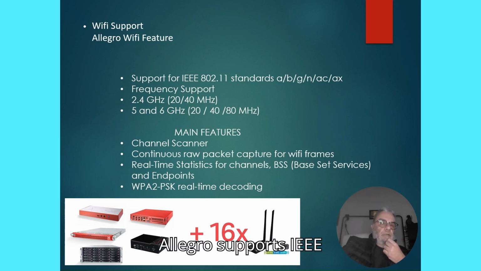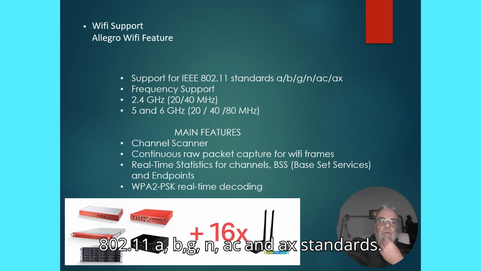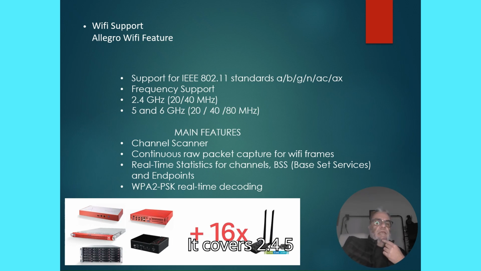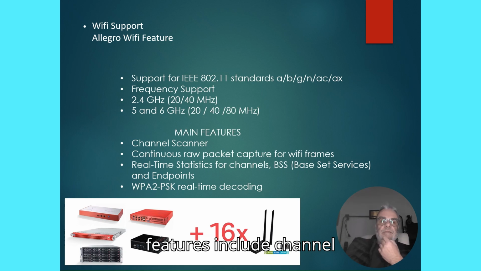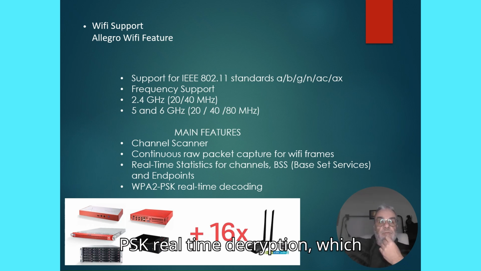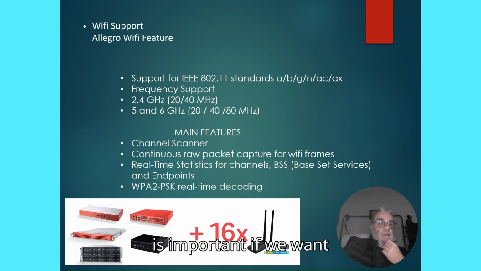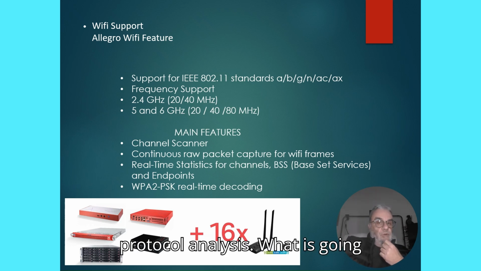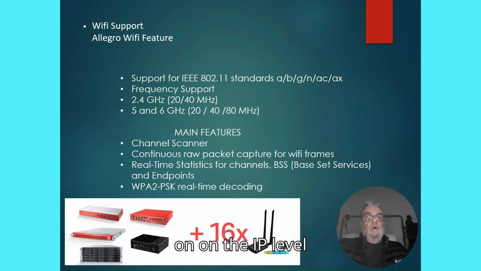Allegro supports IEEE 802.11 a, b, g, and ac and ax standards. It covers 2.4, 5, and 6 GHz frequency bands. Key features include channel scanning, continuous raw frame capture, real-time analysis and statistics, and WPA2 PSK real-time decryption, which is important if we want to go deeper on the protocol analysis, what is going on on the IP level, for instance.